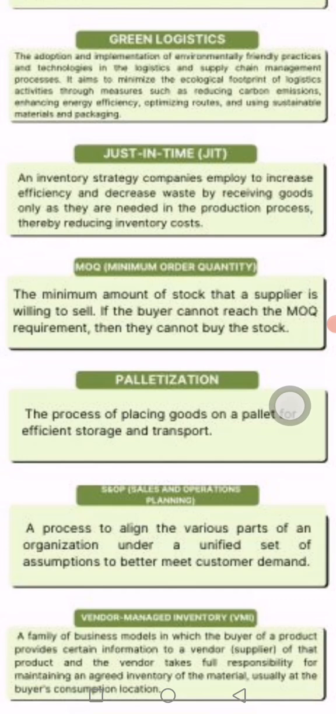Hence MOQ is the minimum order quantity that buyers can order. Like buyers can order from the supplier only 50 products or more. Below 50, the supplier will not be willing to fulfill the buyer's order. It is the minimum amount of stock that the supplier is willing to sell. If the buyer cannot reach the MOQ requirement, then they cannot buy the stock.